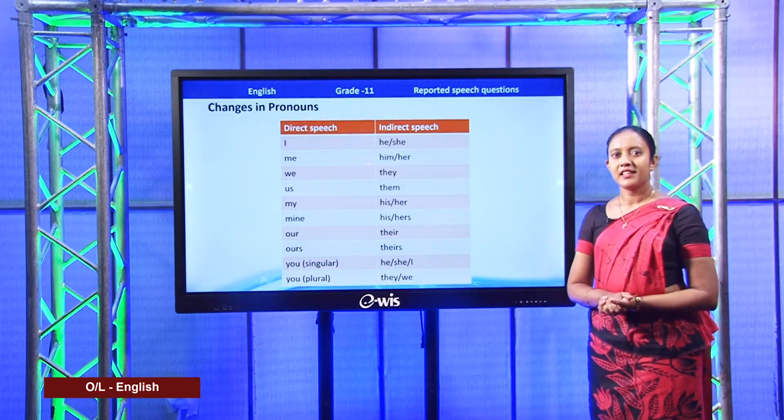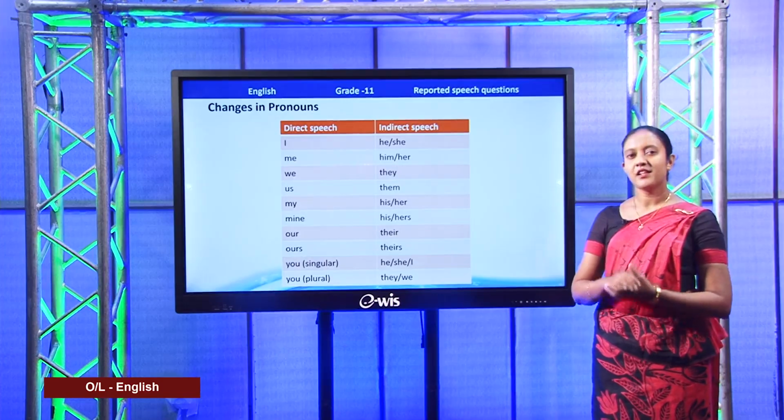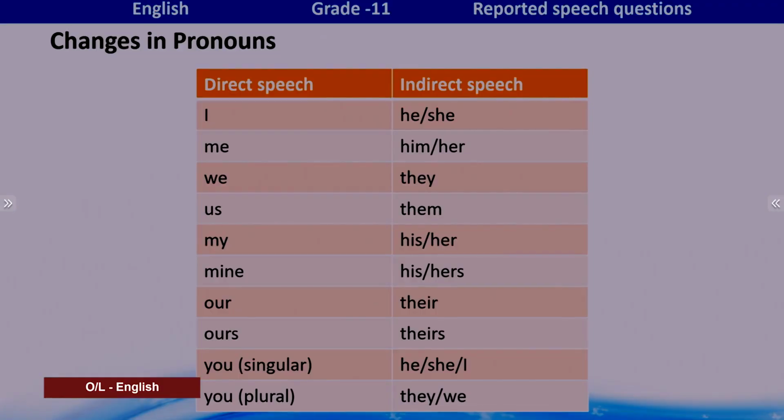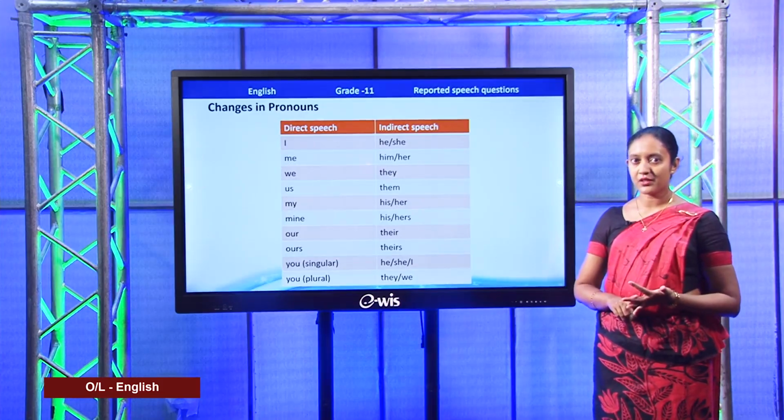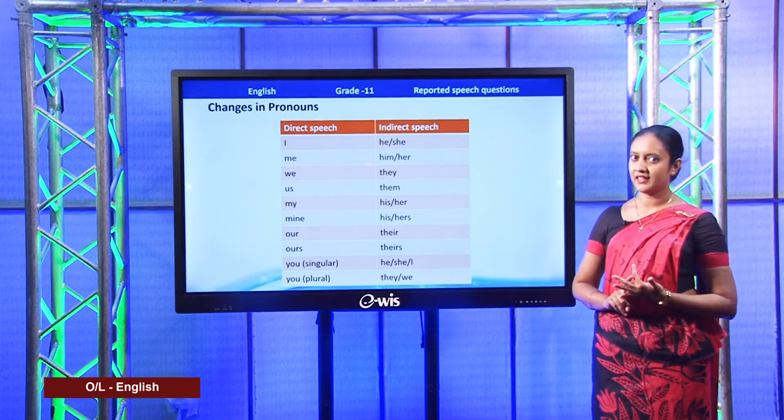Okay children. Now, I think you know how to convert a simple question into the reported question. So, these are the things you have to remember when converting direct questions into reported speech. The first thing is you have to change the pronouns. And the second one is you have to change the verb according to the tense. And also, you have to change the time indicator or the place indicator accordingly.